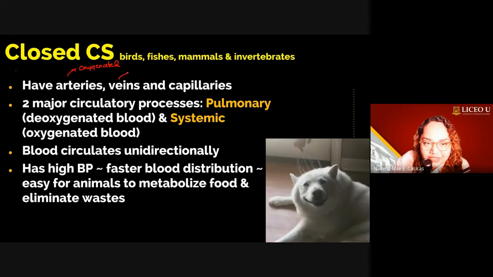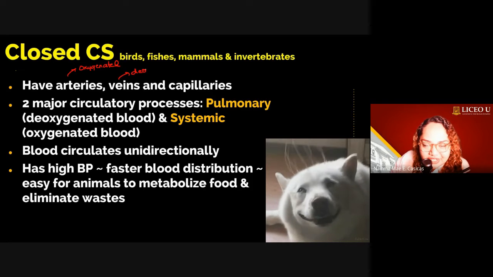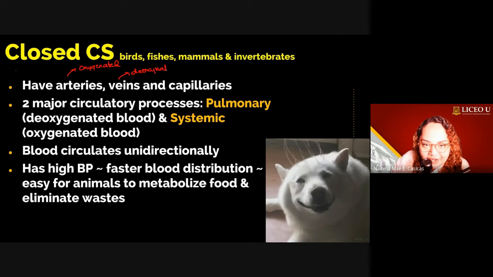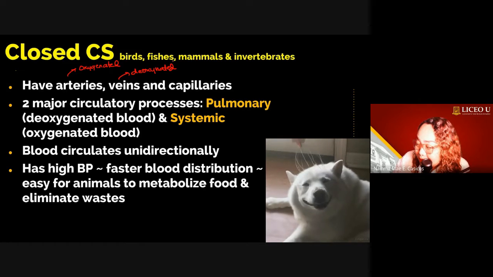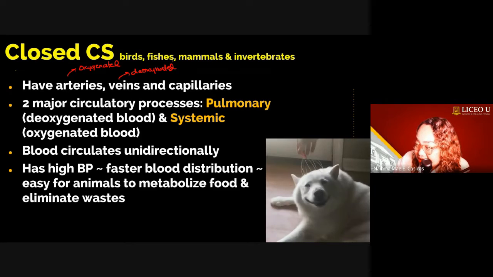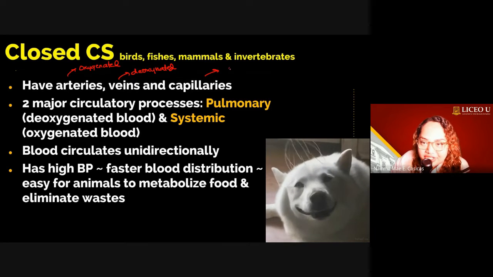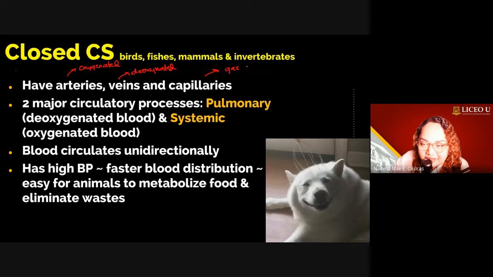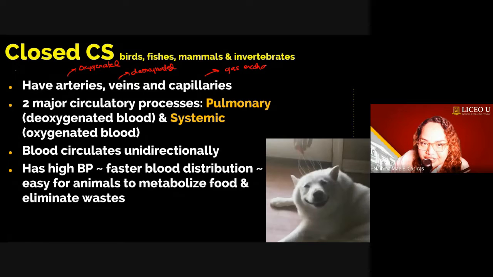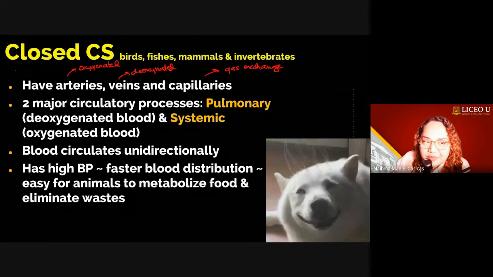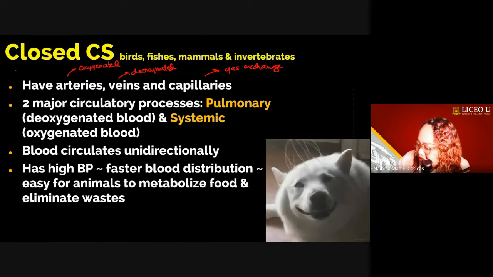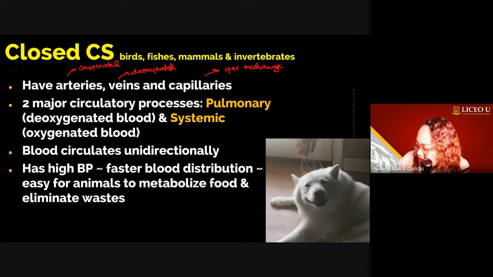Your veins would carry your deoxygenated blood, meaning walay oxygen. So, kailangan pa siya mo adto og lungs to get the oxygen. And then capillaries, where gas exchange happens. It's the bridge between arteries and veins.